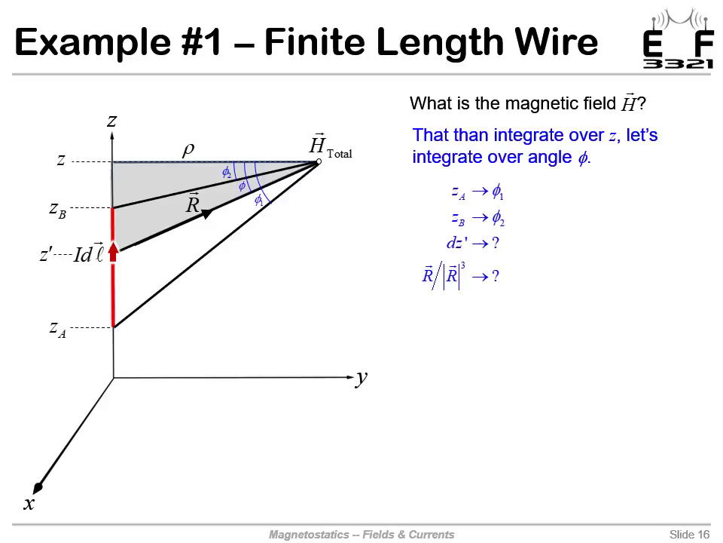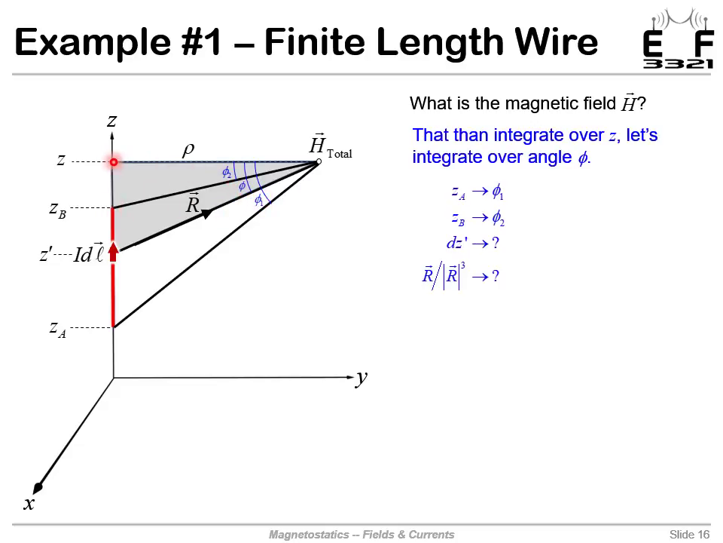So like we did for the electrostatics problem, we have this 1 over r cubed in our integral, which makes life a little bit difficult. So rather than integrate over z, let's integrate over an angle phi. This will require us to put everything in that integral in terms of phi instead of z. So here's the beginnings of that. So we were integrating from z_A to z_B. So to put this in terms of angle, we will integrate from phi_1 to phi_2.